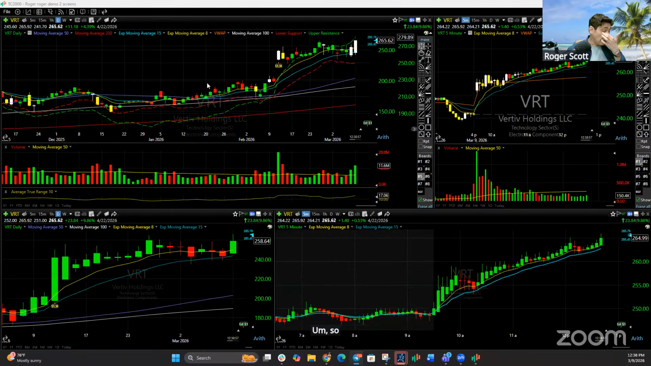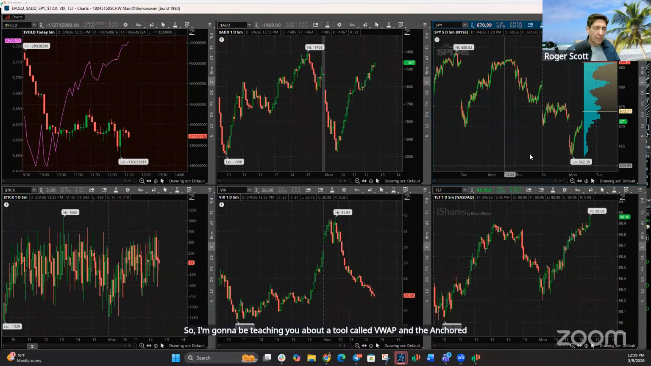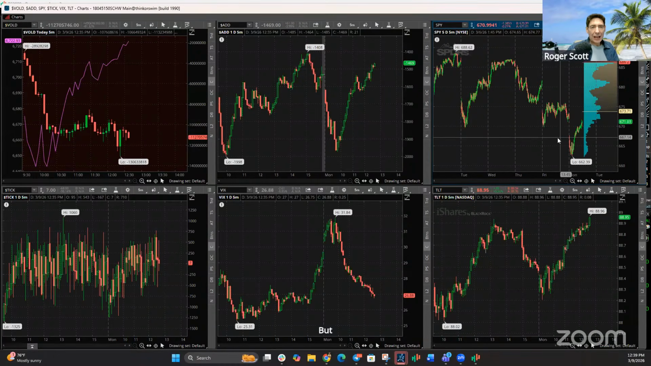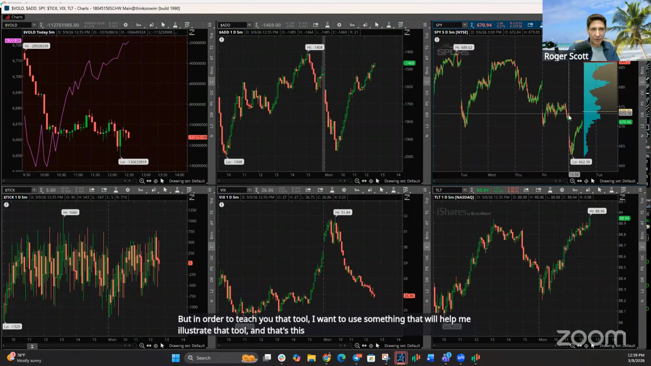So now let me move on to the next section of this show, and I want to teach you guys something. I'm going to be teaching you about a tool called the VWAP and the anchored VWAP. But in order to teach you that tool, I want to use something that will help me illustrate that tool, and that's this volume profile graph.